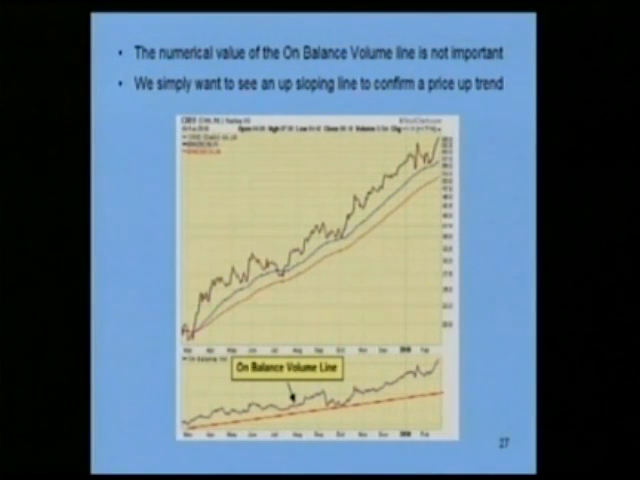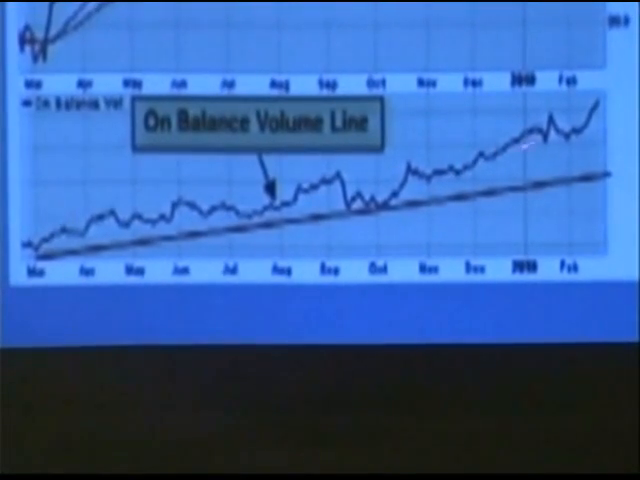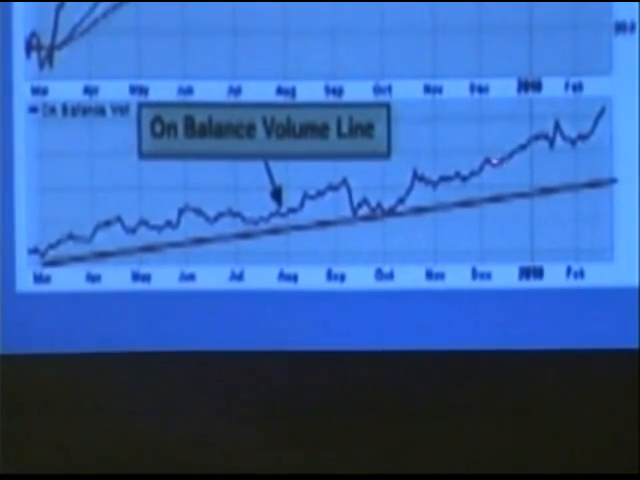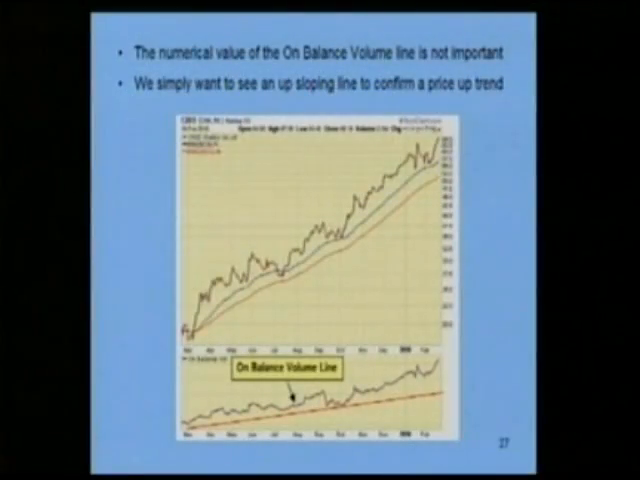Now, here's the on-balance volume line right here. And the numerical value of the on-balance volume line really is not important. The only thing you want to see is if you're looking to buy a stock, you only want to see this line trending up. That's all you're looking for. And if this line is trending up, then that confirms this price uptrend. It's a confirmation indicator.